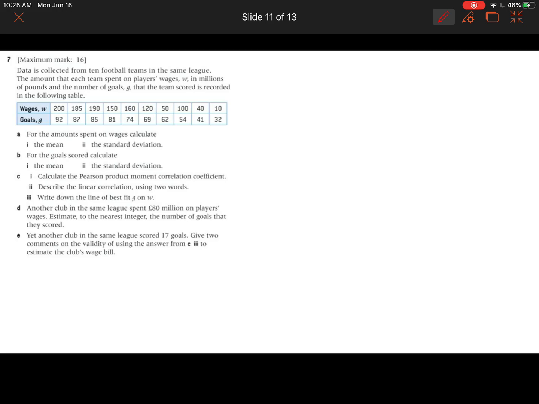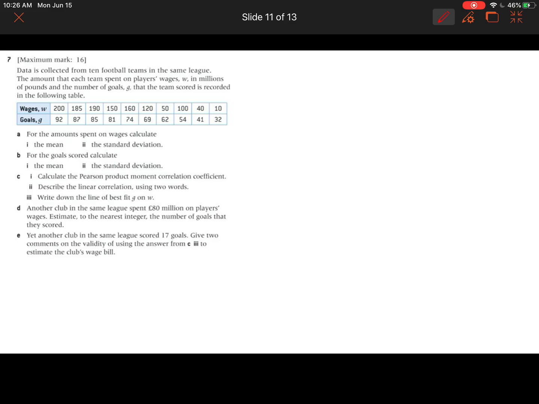Data is collected from 10 football teams in the same league. The amount that each team spent on players' wages, W, in millions of pounds, and the number of goals, G, that the team scored is recorded in the following table. For the amount spent on wages, calculate the mean and the standard deviation. All right, use your calculator.